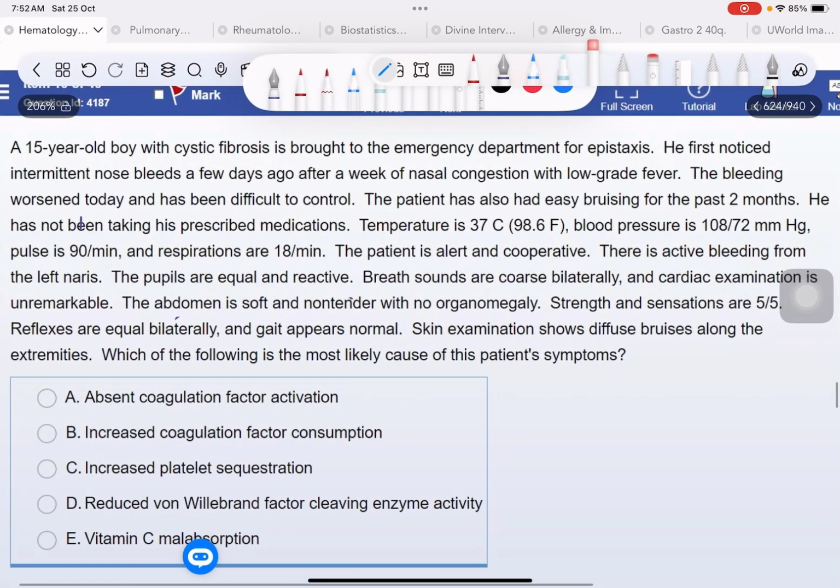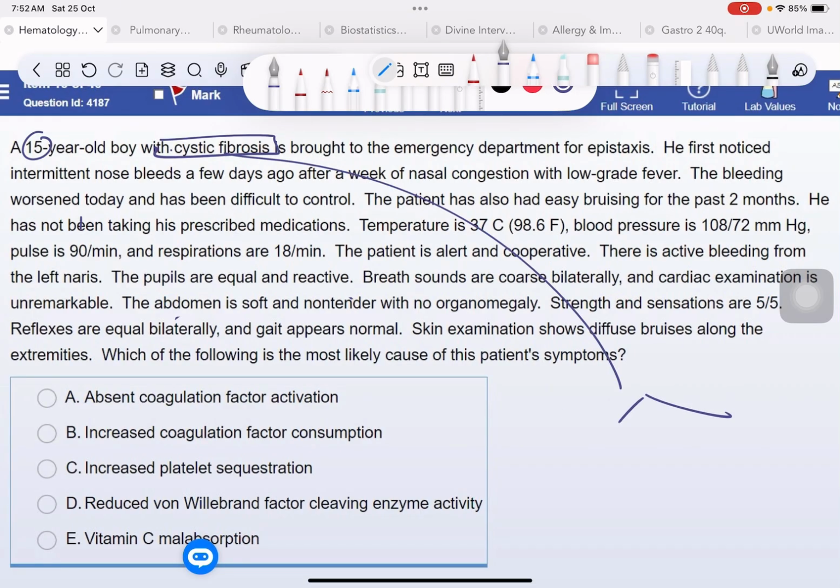This is a really easy peasy question, in which we have to see, okay, so what is the problem? The problem is cystic fibrosis. As soon as we hear the word cystic fibrosis, we know two organs are going to be involved, and these are the lungs as well as the liver. Let's see its symptoms presented in this question.